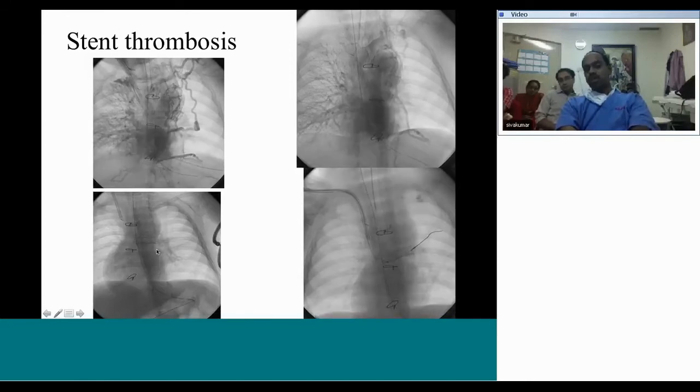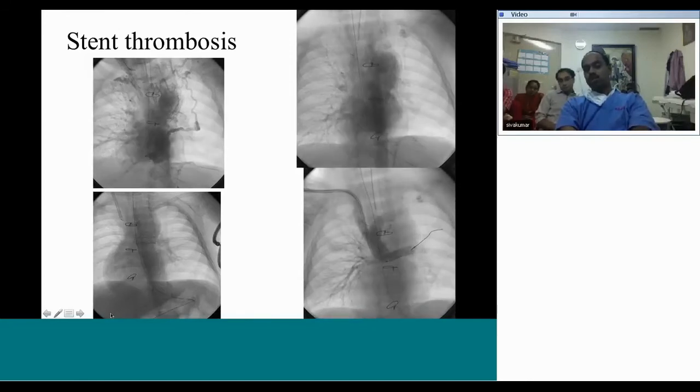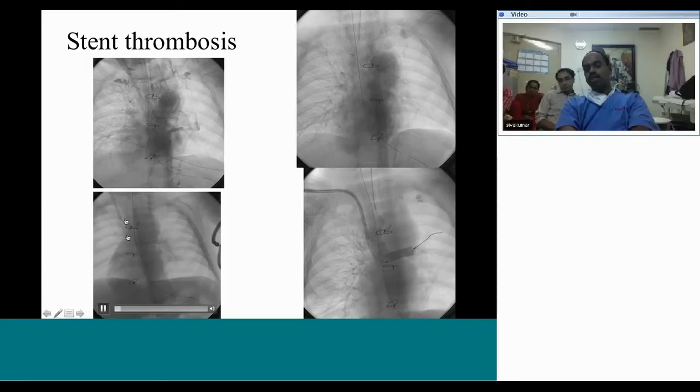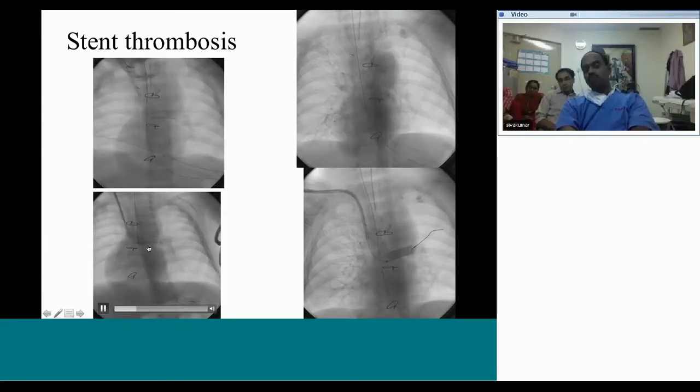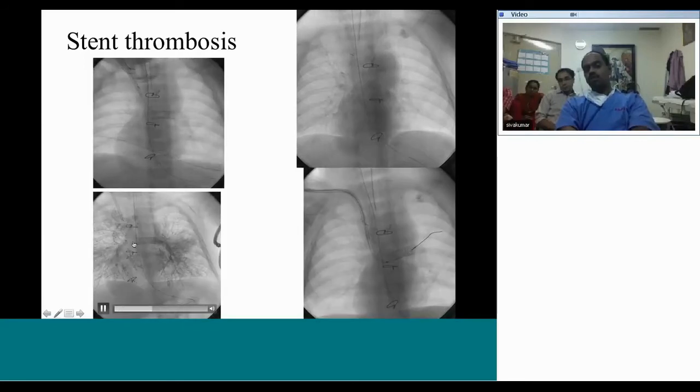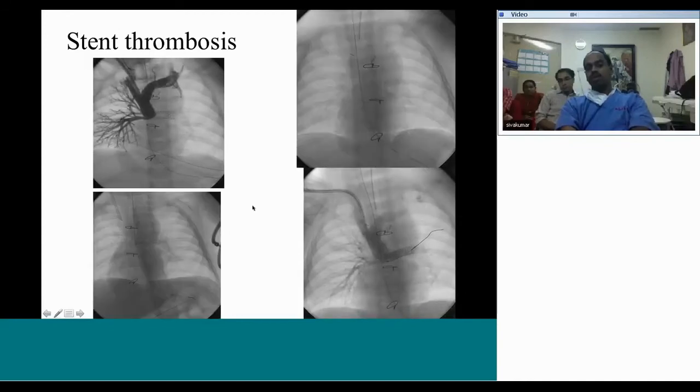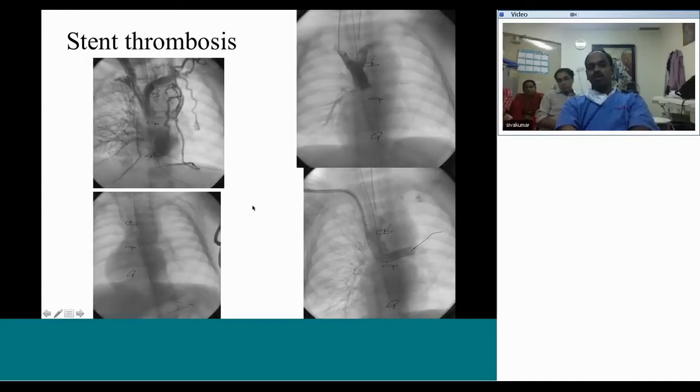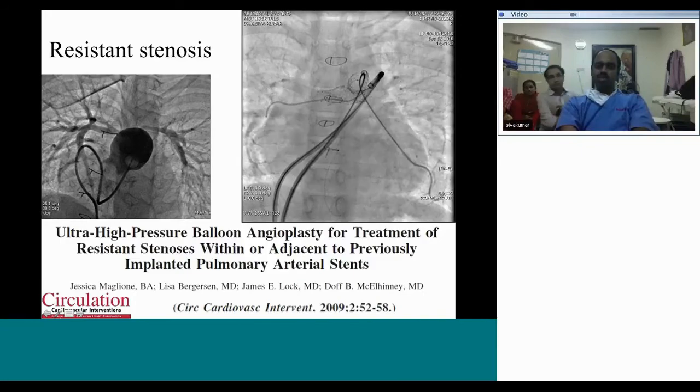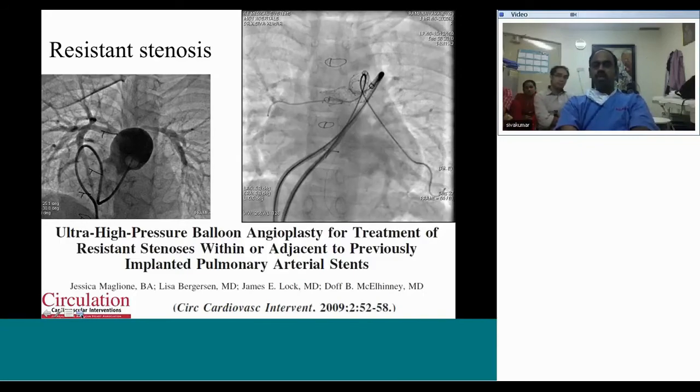Then you give thrombolysis and the whole of the clot disappears now and it results in reperfusion of the left lung. So this is an example of what is called stent thrombosis. I'm not going to show all the complications because then it will get too delayed.